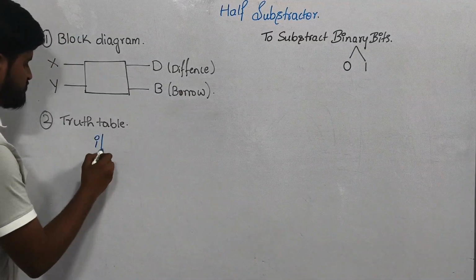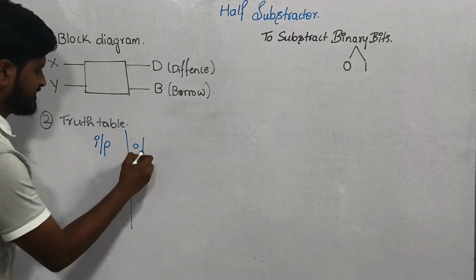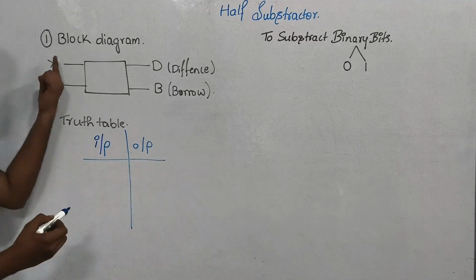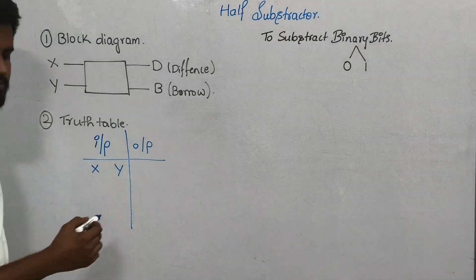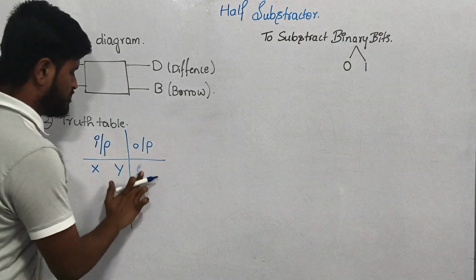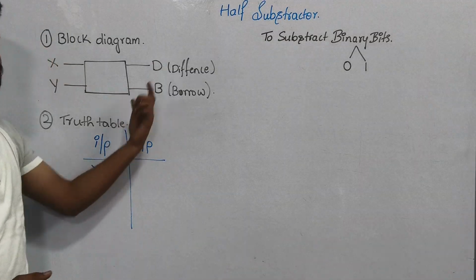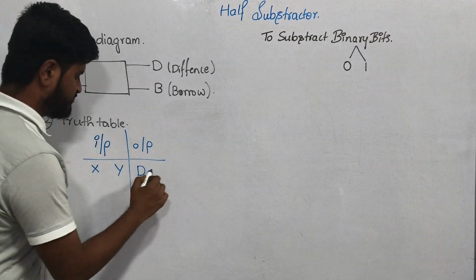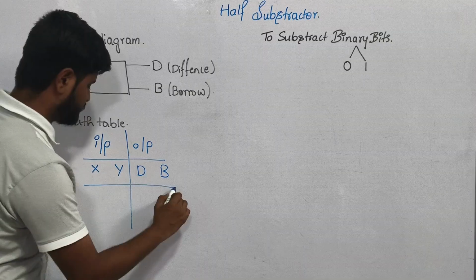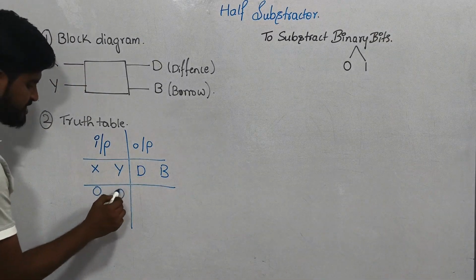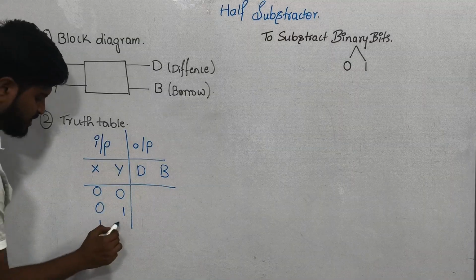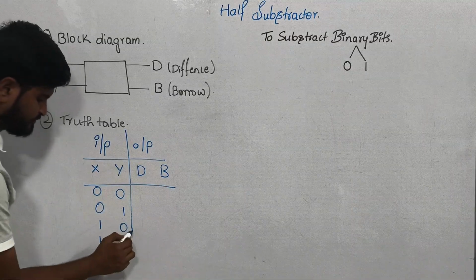If you see the input side and output side separately, on the input side I am having two inputs, X and Y. On the output side I am having two outputs, that is difference D and borrow B. Since I am having two inputs, my possible combinations are 0 0, 0 1, 1 0 and 1 1.